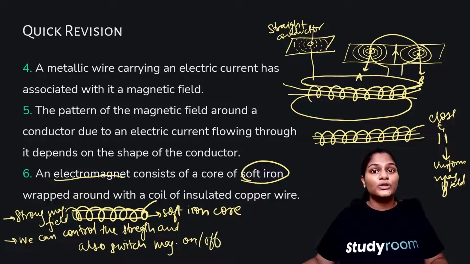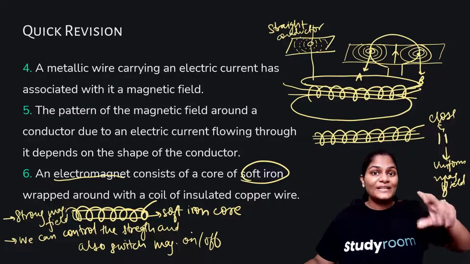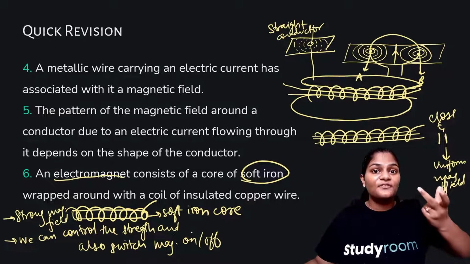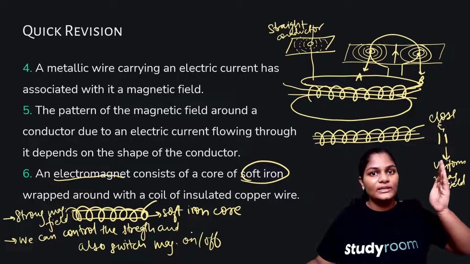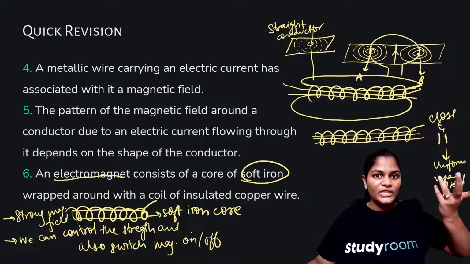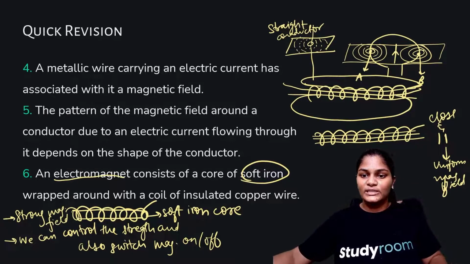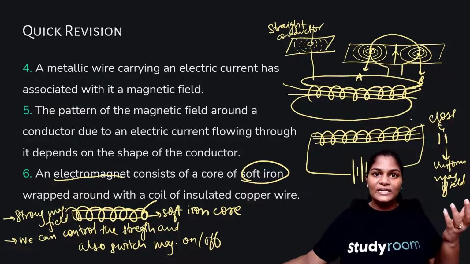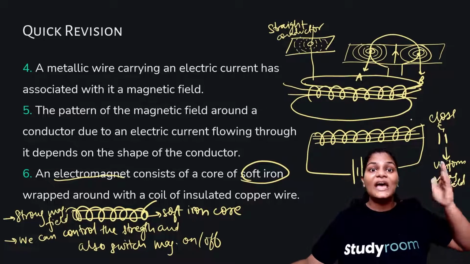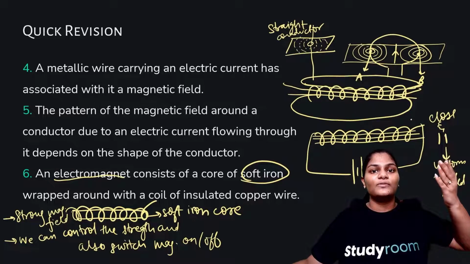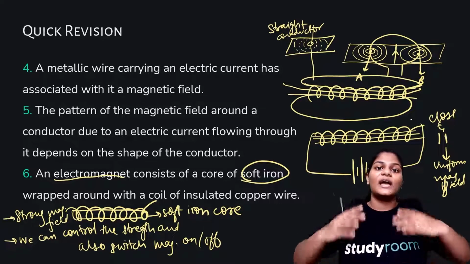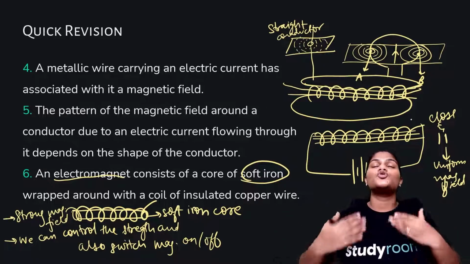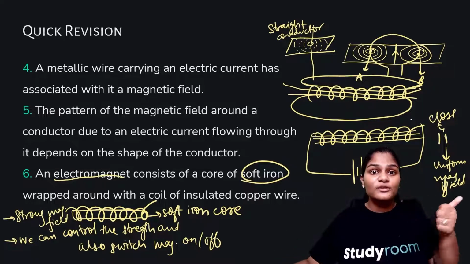How can we control the strength? We know that in the case of this solenoid, the magnetic field strength is dependent upon the current that flows through it. So if we increase the current, that means if we increase the voltage of the battery that it is connected to, this solenoid is actually connected to a battery. So if we increase the voltage of this battery, the current in the solenoid will increase and the magnetic field related to the solenoid will increase, and the soft iron core gets even more magnetized, and the magnet produced is super strong. And how can we switch it on or off?